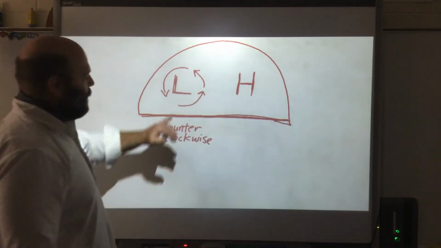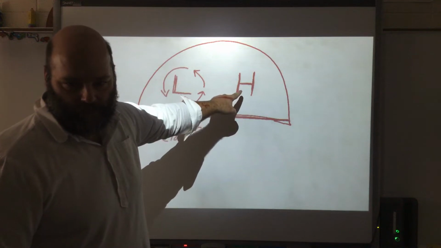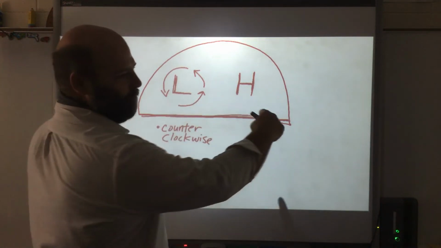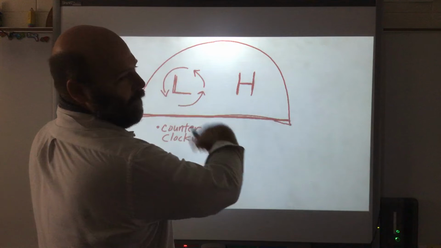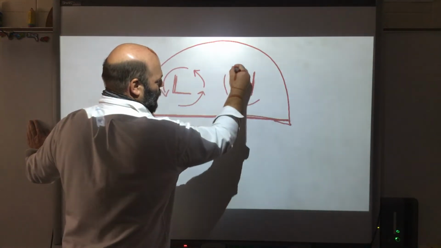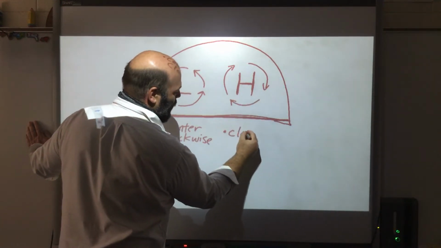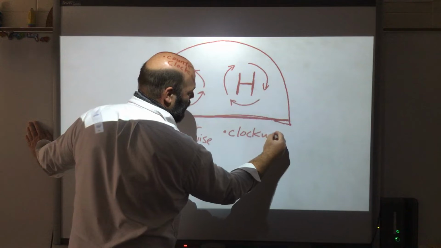Now highs, if lows go counterclockwise, which way do you think the highs are going to go? They're going to go around like a clock, and we call that clockwise. So that's one huge difference: they go clockwise.